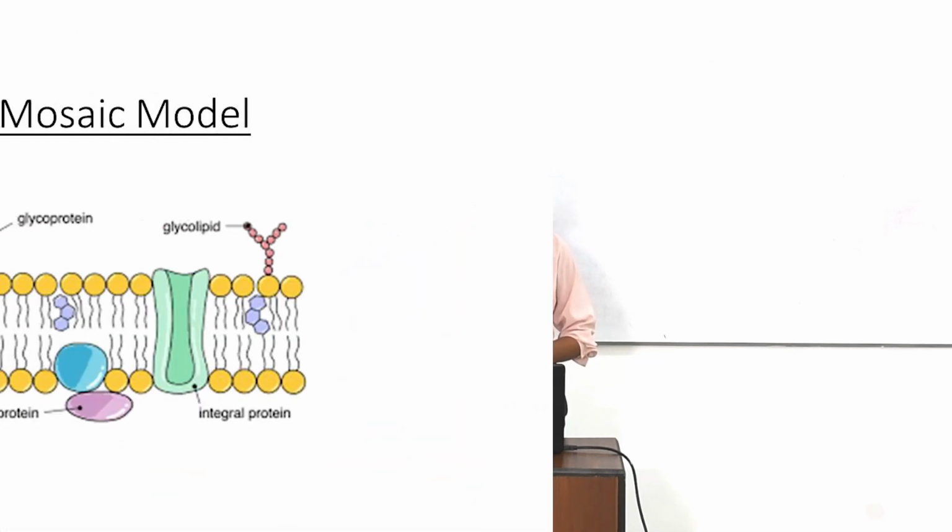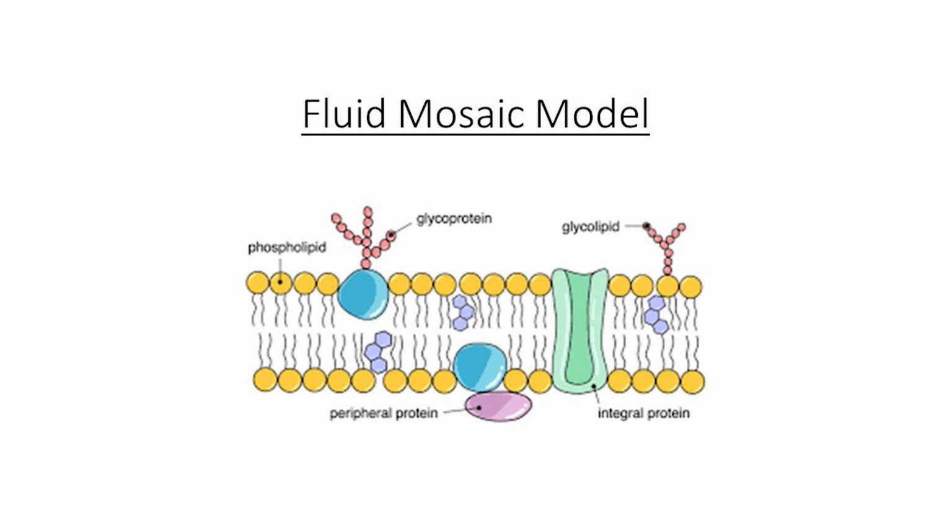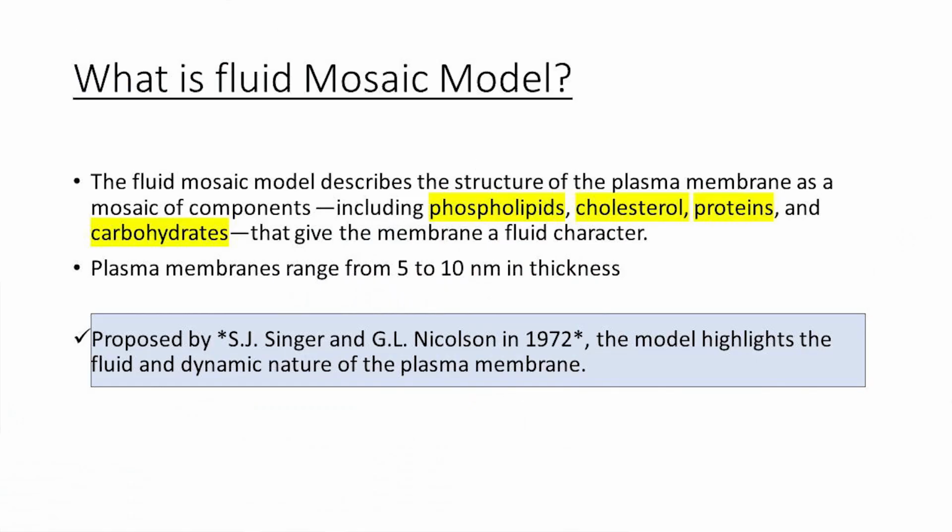So today we are going to learn about the fluid mosaic model in biology lessons. So what is this fluid mosaic model? Actually, this describes the structure of the cell membrane. We know that in the cell membrane there are different components like carbohydrates, phospholipids, cholesterol and proteins.